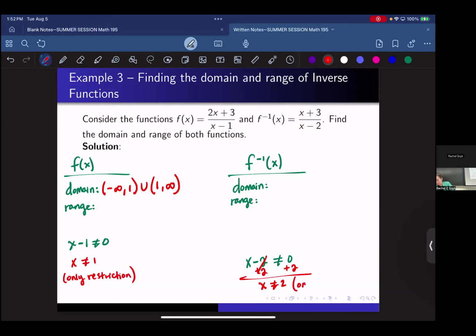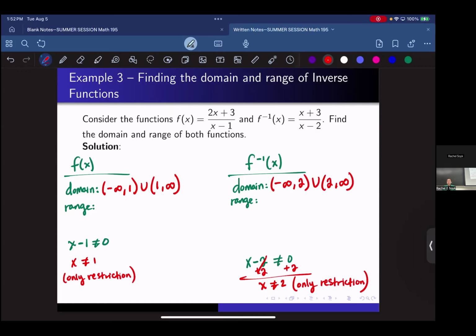This is our only restriction. X cannot be equal to 2. So how do we put this into interval notation? We have negative infinity up to 2, not including 2, union 2 to positive infinity.